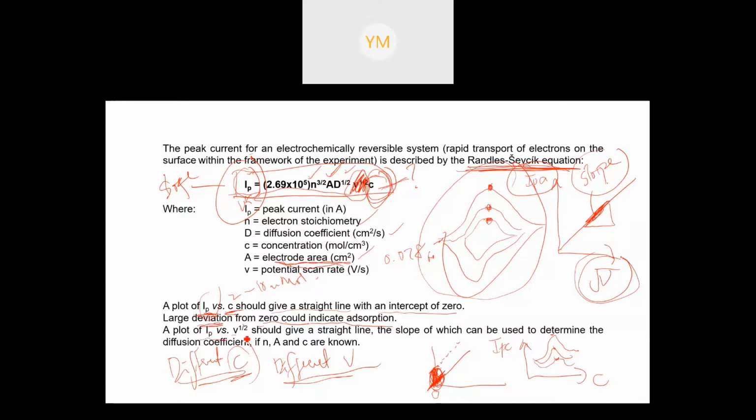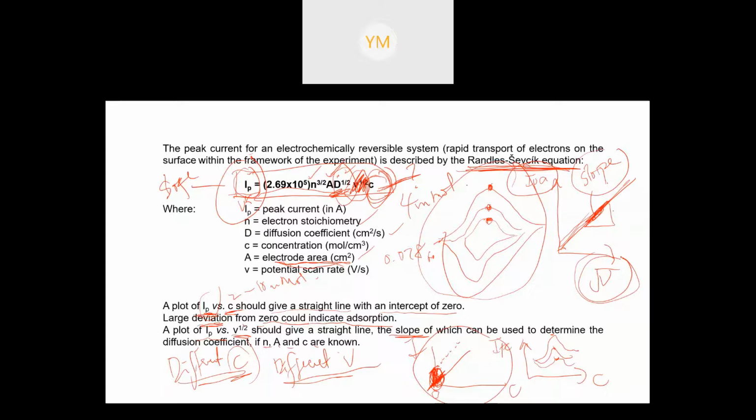Then IP versus square root of scan rate should give a straight line. The slope of which can be used to determine the diffusion coefficient and the unknown. For this slope, you are going to determine D. Your target is to find the diffusion coefficient. C is given, 4 millimole. For the slope of I versus C, you are going to determine the unknown concentration. I hope you can follow if you look at the lab assignment.